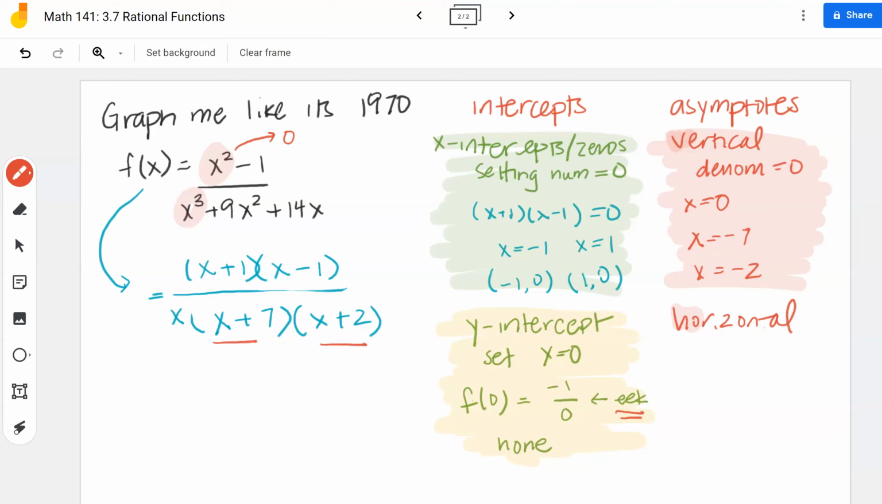And that's going to happen anytime the degree of our numerator is less than the degree of our denominator. That's the why it happens. Anytime this happens, we get a horizontal asymptote of y is equal to 0. So that's our last piece of this.